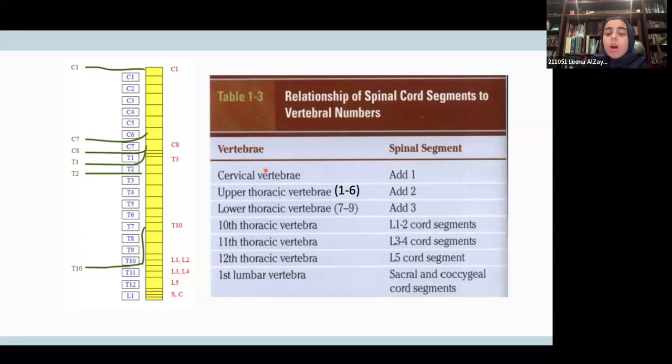This is the spinal segment in terms of vertebral levels. If you're in the cervical segment, you have to add 1 in order to know which spinal cord segment you have. Upper thoracic, 1 to 6, you have to add 2. Lower thoracic, you add 3. Basically you have to use this table in order to calculate which nerve is coming out at each level, because it's not actually the same. C1 is not C1, C2 is not C2, it's different.